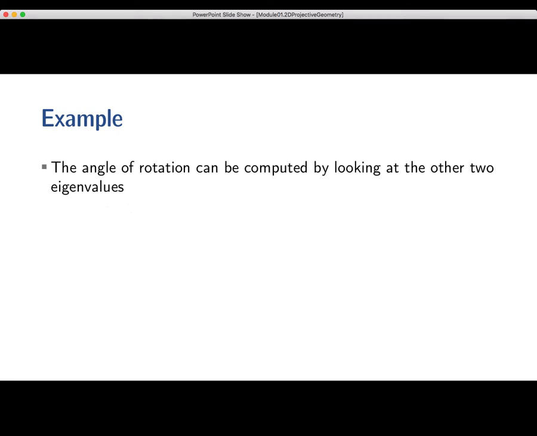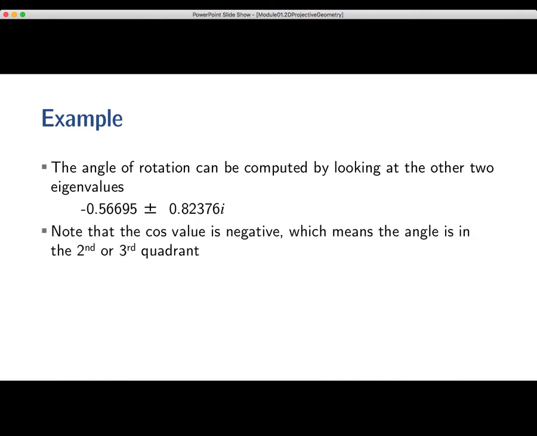I can do that by looking at the other two eigenvalues. The other two eigenvalues were minus 0.5 plus or minus 0.8 iota. These are cosine theta plus or minus iota sine theta. So notice that the cosine value is negative. This real number is the cosine theta part. The cosine is negative, which means the angle is either in the second quadrant or the third quadrant. It starts from positive, then for two quadrants it's negative, and then it comes back to positive. So my angle is going to be in the second or the third quadrant.